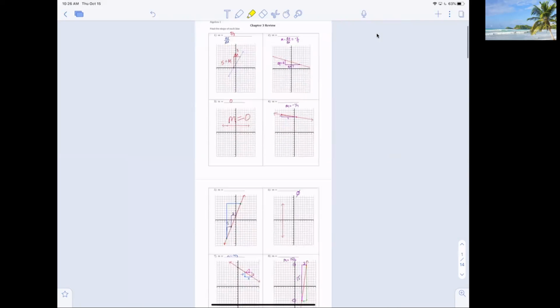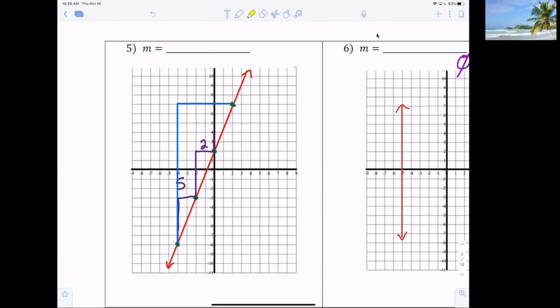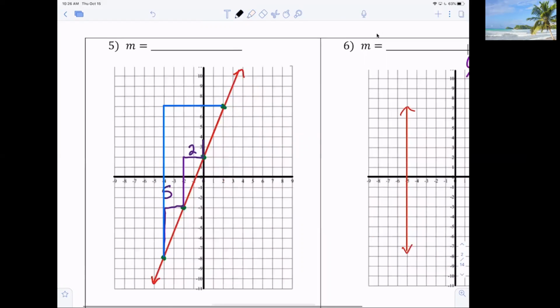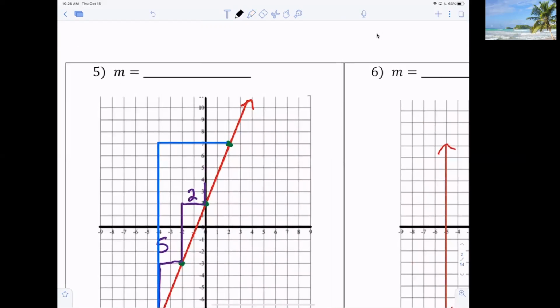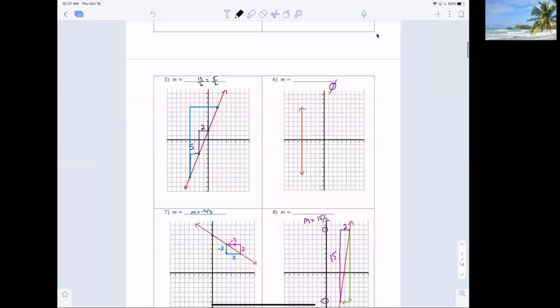So Oscar wants help with number 5. Why did you have to move it? What's the slope, Oscar? And what is 15 over 6 reduced to? 3 over 2. 5 over 2. What's your question? All right, nothing is what I want to hear. Slope was 5 over 2.